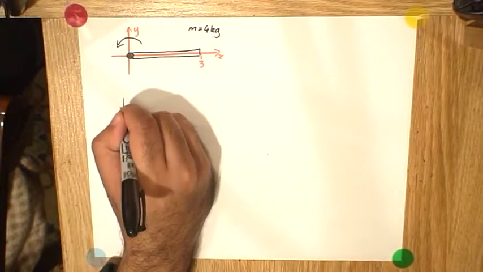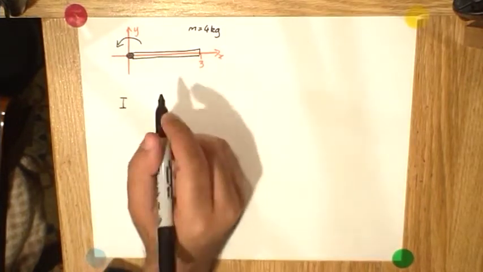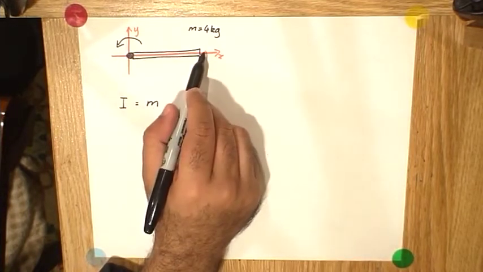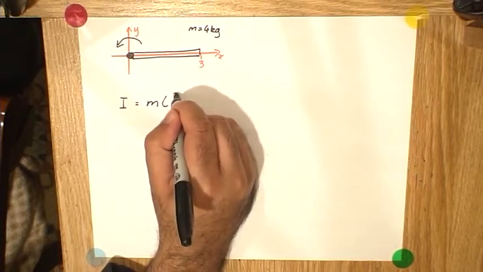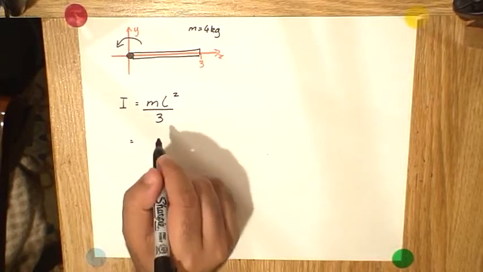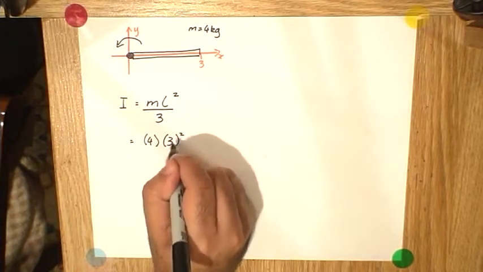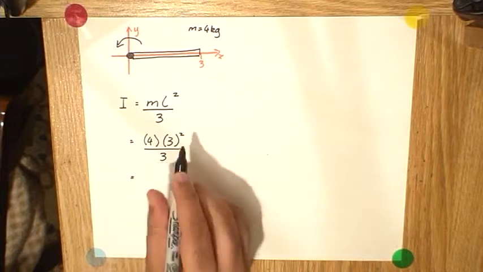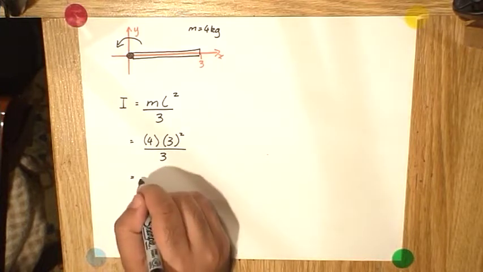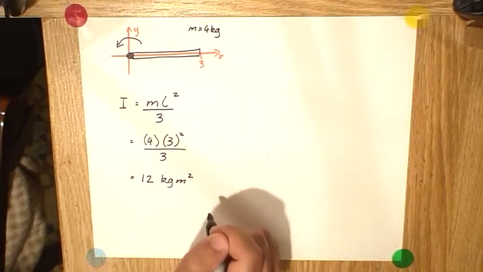The moment of inertia for a rod like this, a continuous rod which is being rotated around one end, is given as follows. It's equal to the mass of the rod multiplied by the length of the rod squared divided by 3. So that works out to mass 4, length 3, squared divided by 3. 3 squared is 9. 9 times 4 is 36. 36 divided by 3 gives us 12. So the answer is 12 kilogram meters squared.